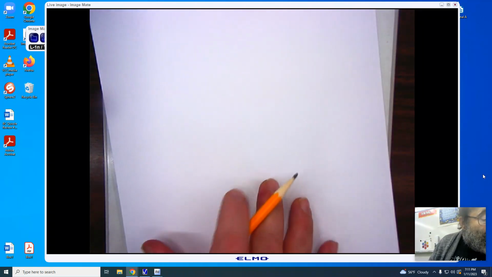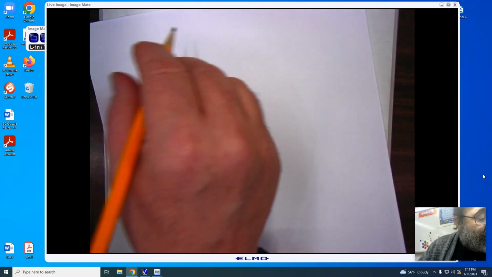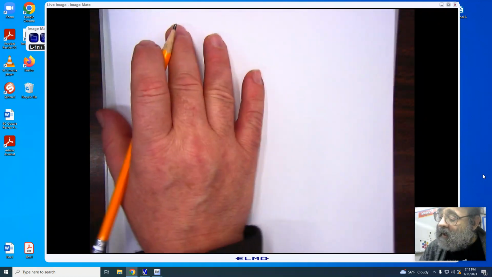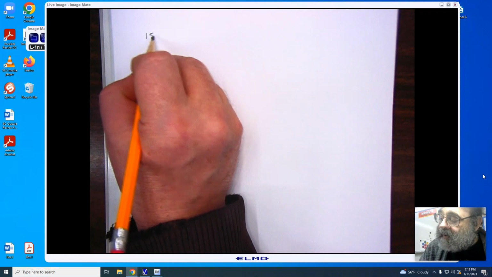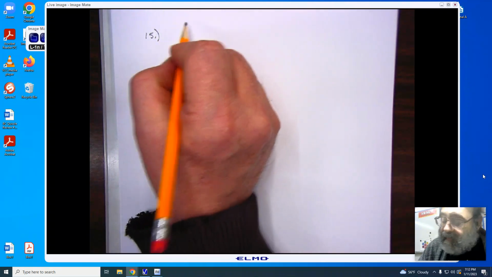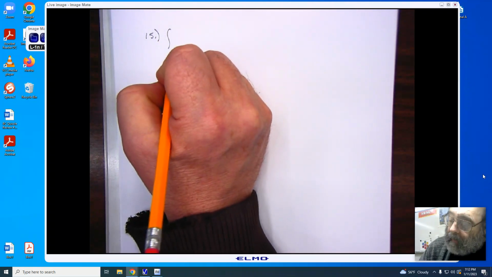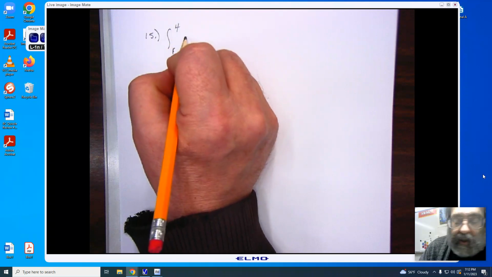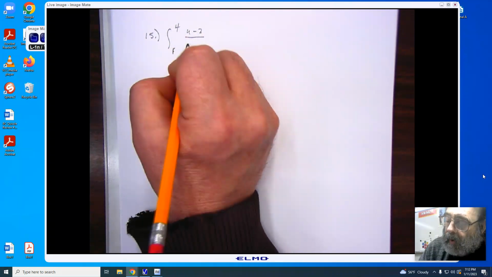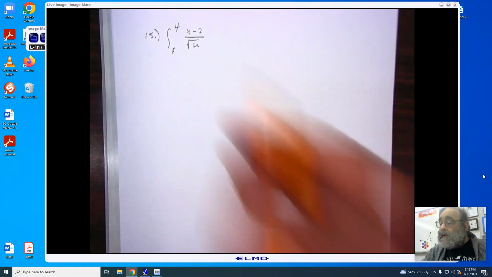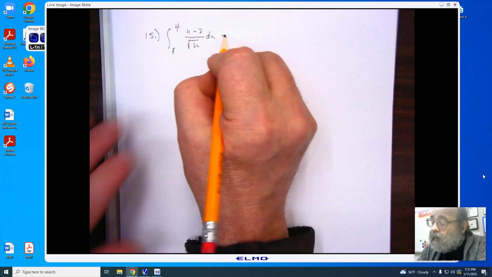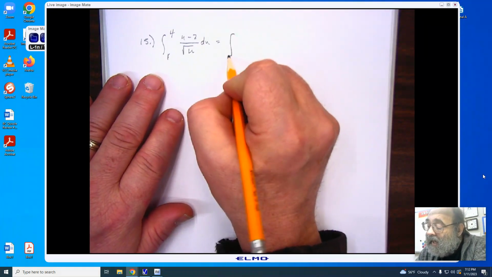Let's keep going. So we're now going to head off to number 15, just so that we can see all of the options that we have. Number 15 is the integration from 1 to 4, and notice they give me u minus 2 over the square root of u, du. We're going to start off by cleaning this up.